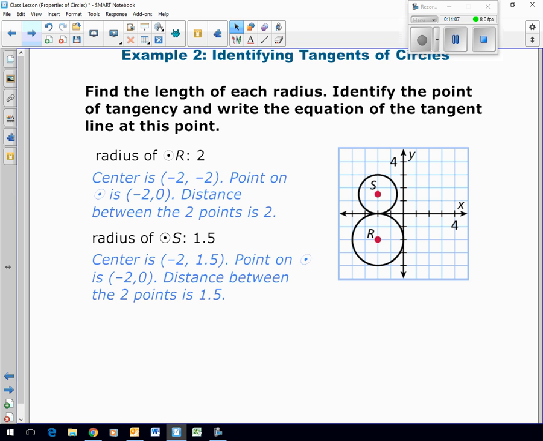If you go through R, it is definitely 1.5. So S has a diameter of how many? 1, 2, 3. If the diameter is 3, the radius has to be half of 3, which is 1.5. R has a diameter of 1, 2, 3, 4. The diameter is 4, so the radius has to be half of it, which is 2.